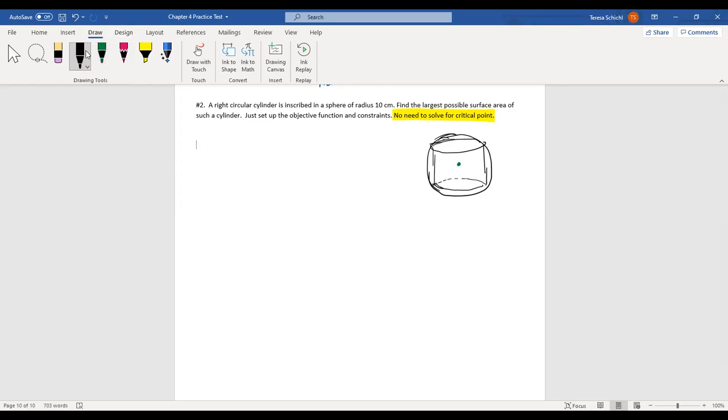Okay, so now let's try to find, right? Let's take a look at what the objective function is. The objective function is they want to find what? The largest possible surface area of the cylinder. So the surface area means I'm including the two circles and the body, right?